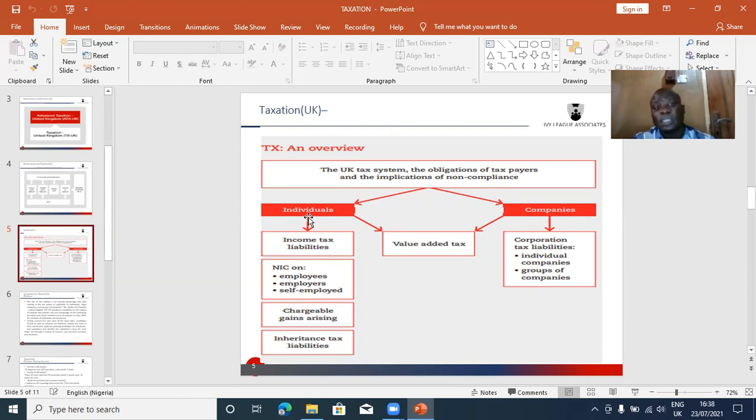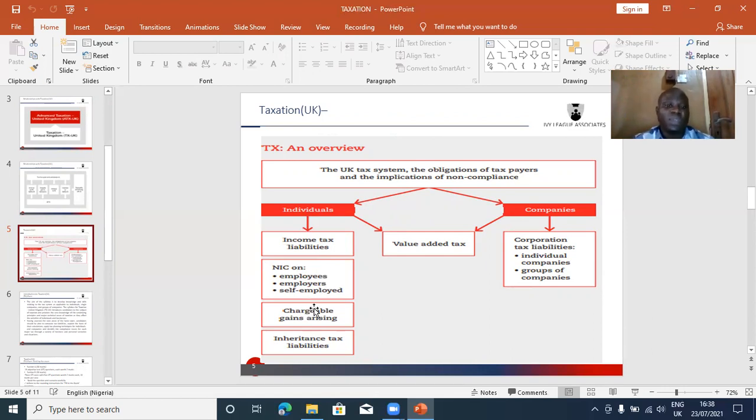So we can say income tax liabilities are borne by individuals. Individuals in the UK tax system means employees, self-employed, and partners in a partnership. They are all liable to income tax. And then we have National Insurance Contributions, NIC. Some contributions are paid by employees, some are paid by employers, and some are paid by the self-employed.